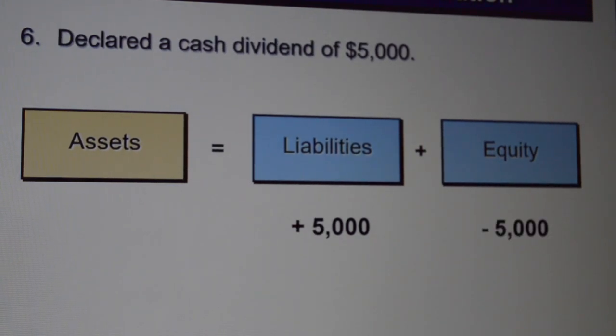The company declared cash dividends of $5,000. Because the dividends are declared, the liability to pay them has been increased by $5,000, which will be dividends payable, credit $5,000, and the equity has been reduced by $5,000. It means it will be debited by $5,000.